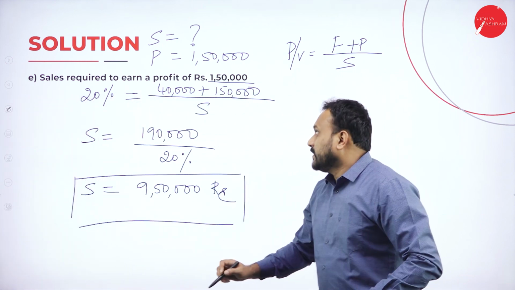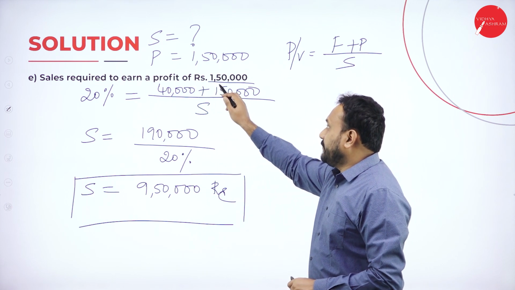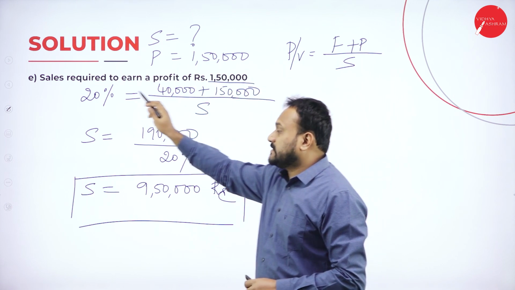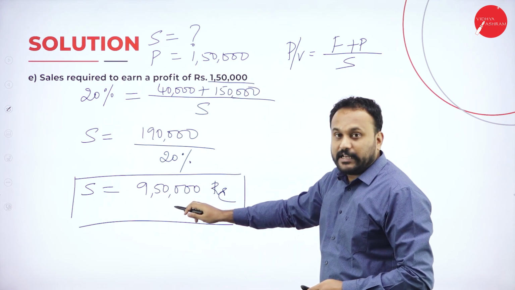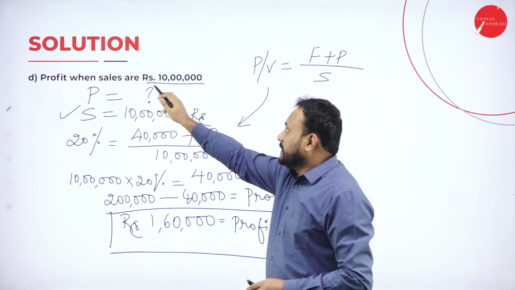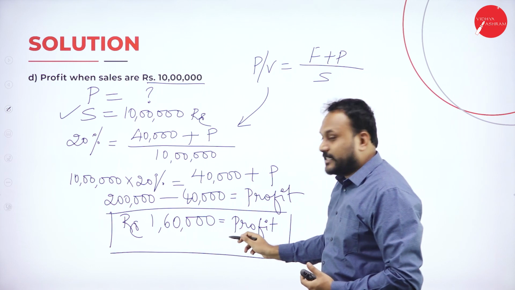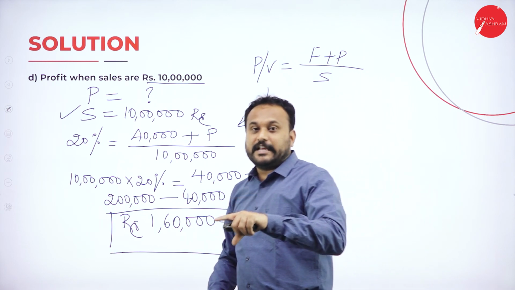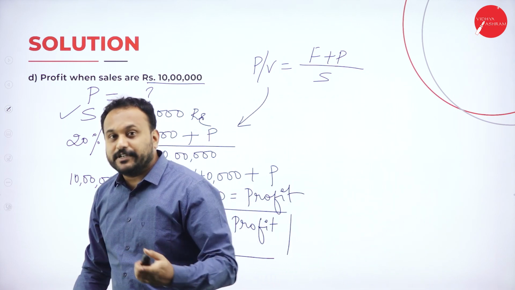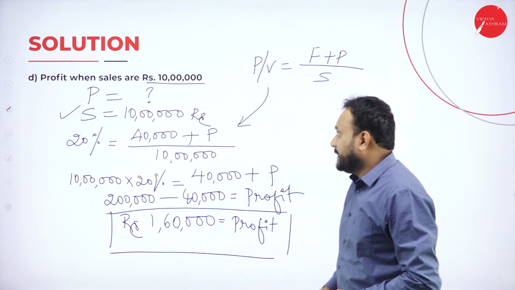Here only you can find the differences. Understand? If the profit is 1,50,000, how much are the sales? We got 9,50,000. Now understand here: 10 lakh was the sale, so how much was our profit? 1,60,000. So for every 50,000 in sales, the profit changes by 10,000, right? So let's go with the next one.